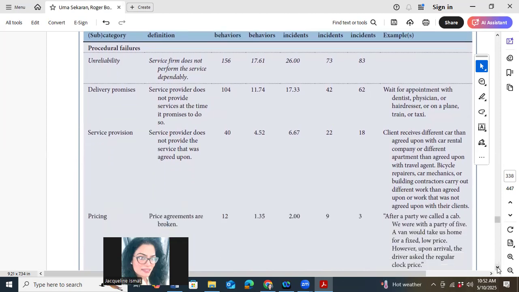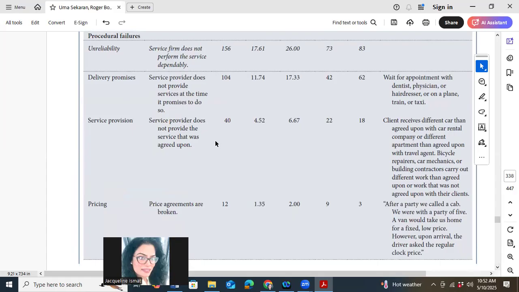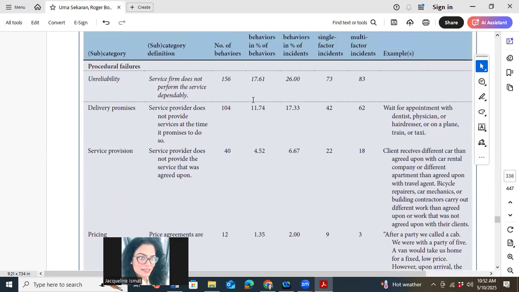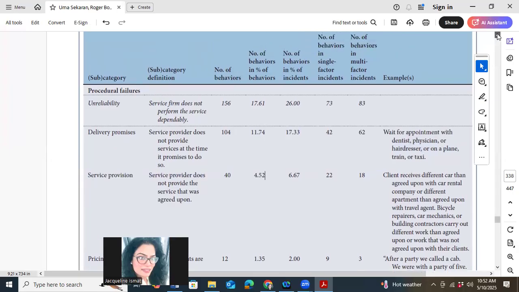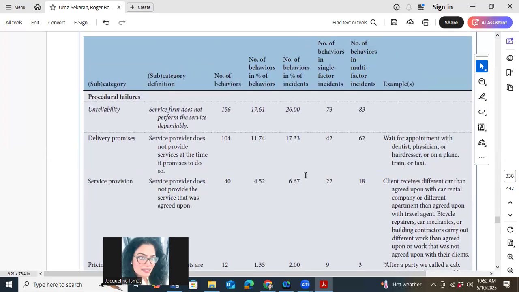We have service provision. The service provider does not provide the service that was agreed upon. So how many behaviors say that this has happened? In terms of percentage, lesser than this, right? Number of behaviors and the percentage of incidents, lesser than this. Number of behaviors in the single factor incident is 22. And multiple factors here correspond to service distribution of failure, that is less than this.